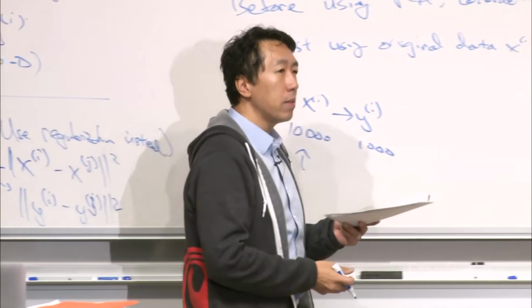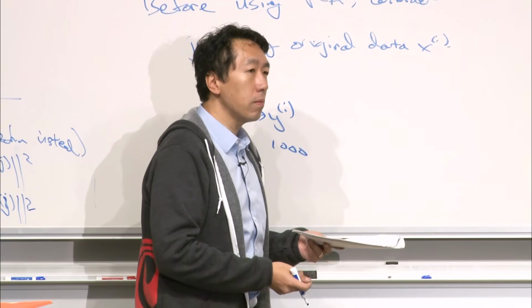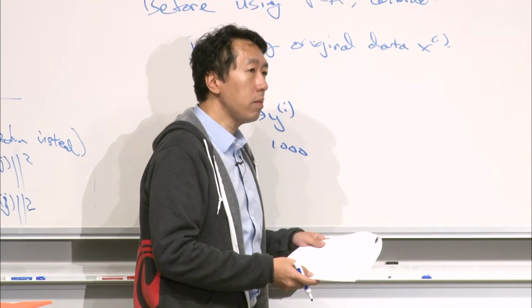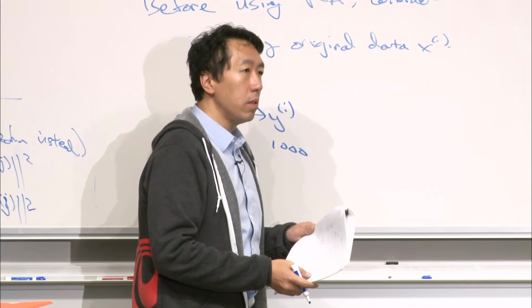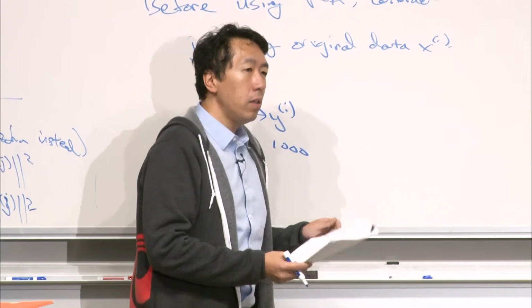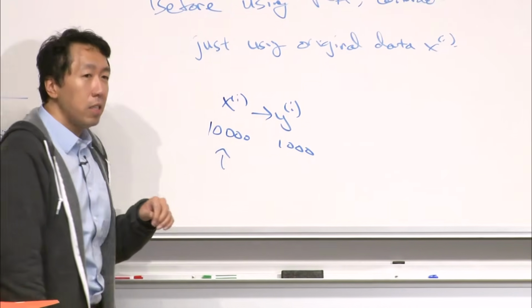If you use PCA, doesn't that mean during test time you also have to find the eigenvalues or the eigenvectors of your test data, so you can map it to the low-dimensional space? So train and test, right? Would you find the eigenvector of the test data? The answer is actually no.